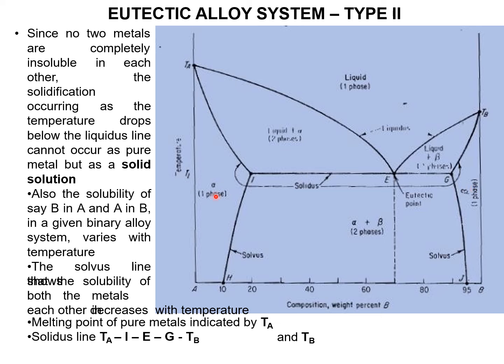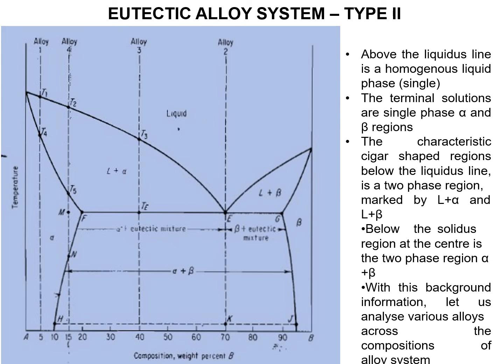So why we call this so means the solubility limit is very low. The B composition is soluble in A, we call it alpha. The A composition is soluble in B, we call it beta. So this is about the eutectic alloy system. Now we can study the various alloy microstructures in this system.